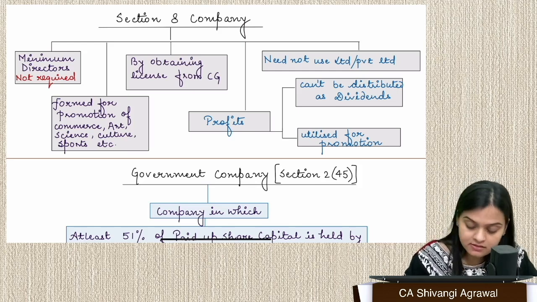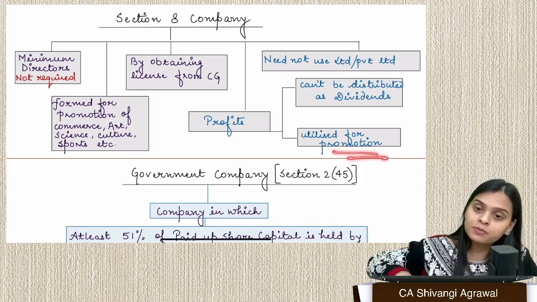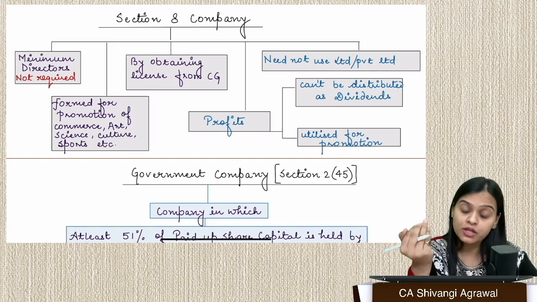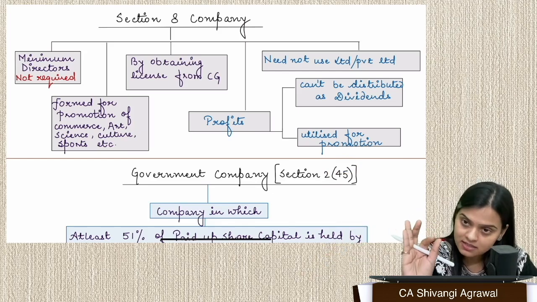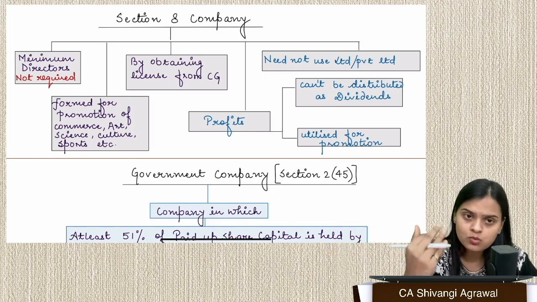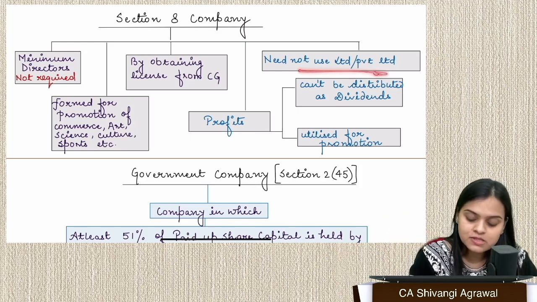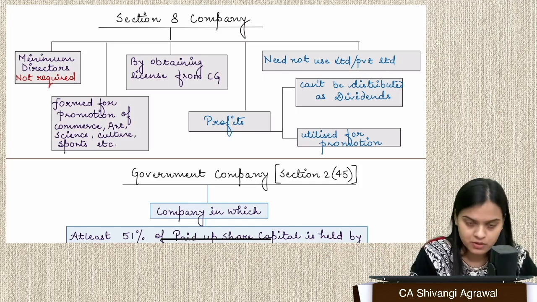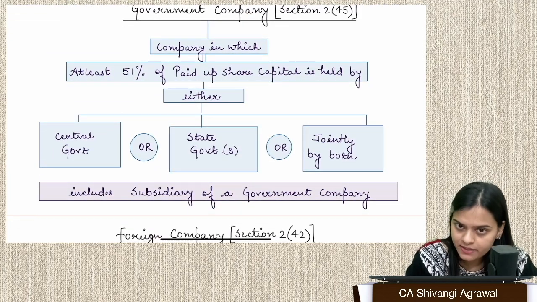We'll come to those cases later. Whatever profit you're generating from a Section 8 company, it cannot be distributed as dividend. You have to utilize it for promotion of these objects only. So if you have formed a Section 8 company like Reliance Foundation, for whatever purpose you have formed it, you have to utilize the entire money being generated, surplus, whatever, for the promotion only. Okay, and it is not required to use limited or private limited; rather, the word foundation, maybe, like Reliance Foundation.